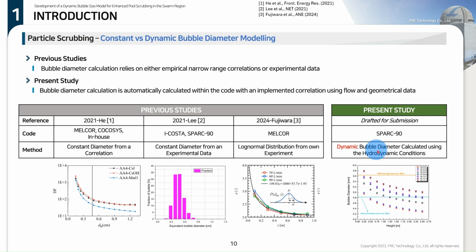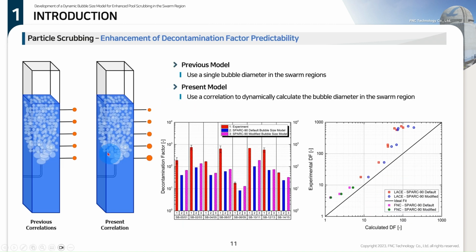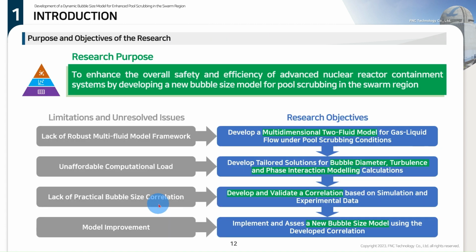The code handles the calculation of bubble diameter using the hydrodynamic conditions, which automatically calculates the decontamination factor. The implementation led to an increase of the decontamination factor, which helps to reduce the underestimation factor. And in the previous correlations, there was a constant diameter used, and in this correlation, we have a varying bubble diameter along the pool streamwise direction, which is implemented into a pool scrubbing code.